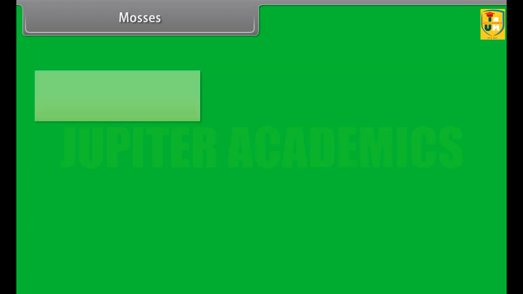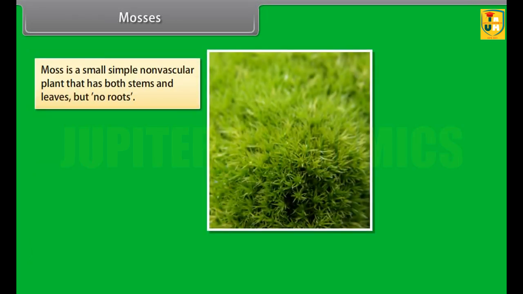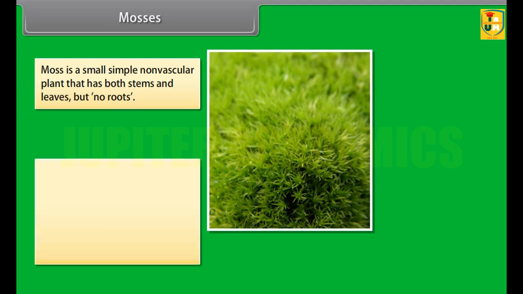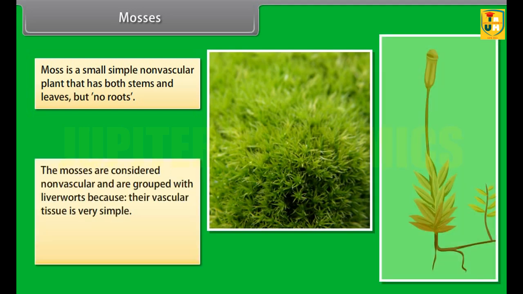Mosses. Moss is a small, simple, non-vascular plant that has both stems and leaves but no roots. The mosses are considered non-vascular and are grouped with liverworts because their vascular tissue is very simple. Both of them have a similar life cycle.